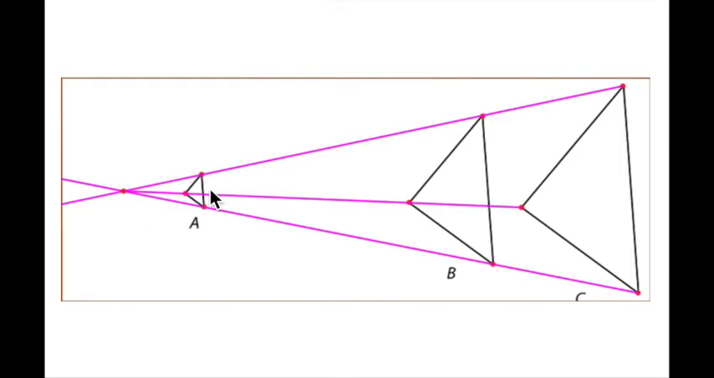It's one of the reasons that each of the sides in dilations are always parallel to each other, because these lines are all related in their position and they all intersect at the center of dilation.